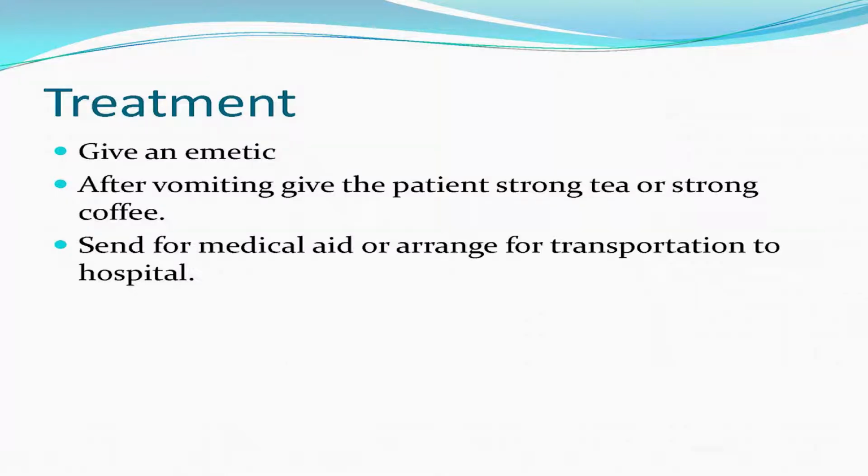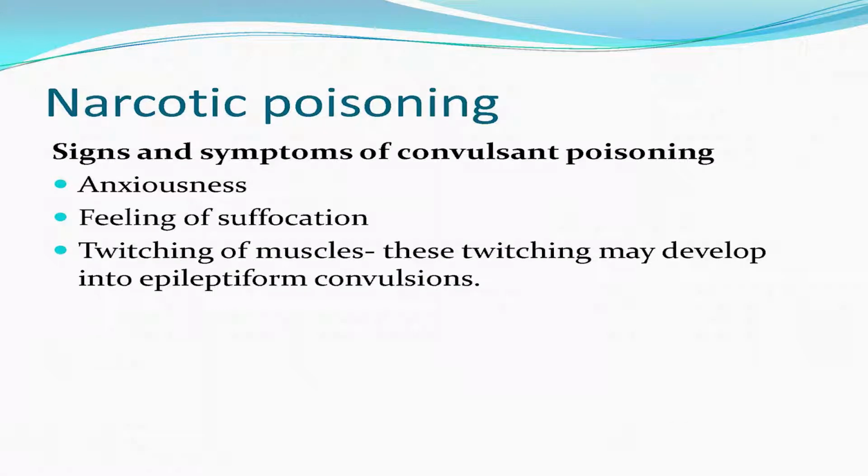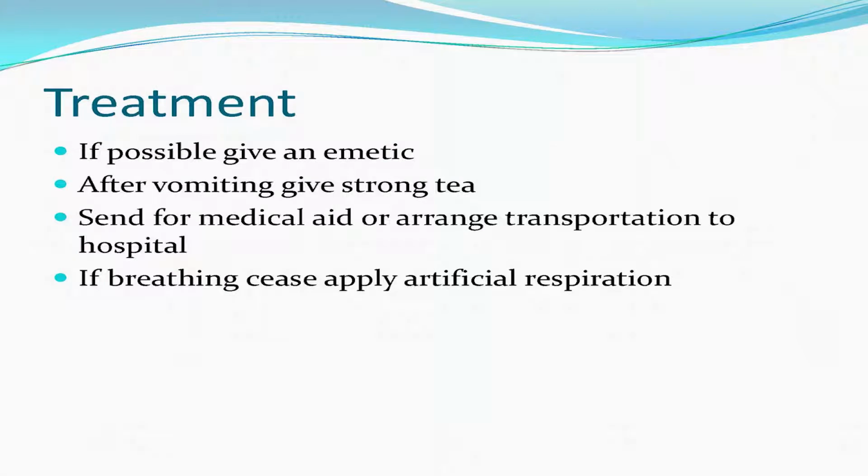by arranging for transport. Signs and symptoms of convulsant poison. Some of the signs and symptoms are anxiousness, feeling of suffocation, twitching of muscles. Treatment includes, if possible, give an emetic. After vomiting, give strong tea. Send for medical aid. If breathing ceases, apply artificial respiration.